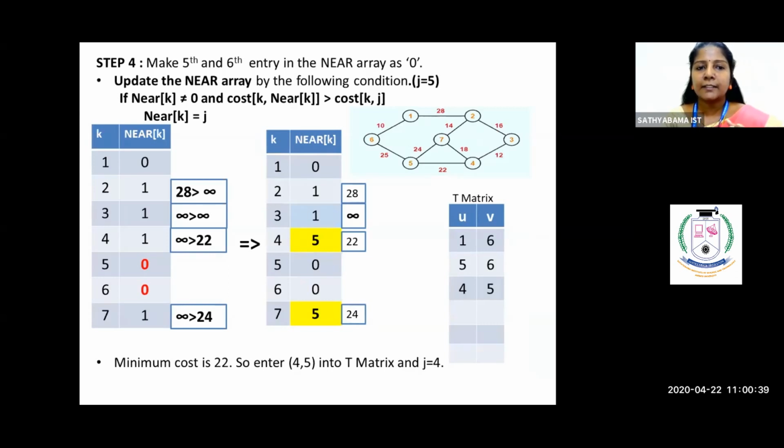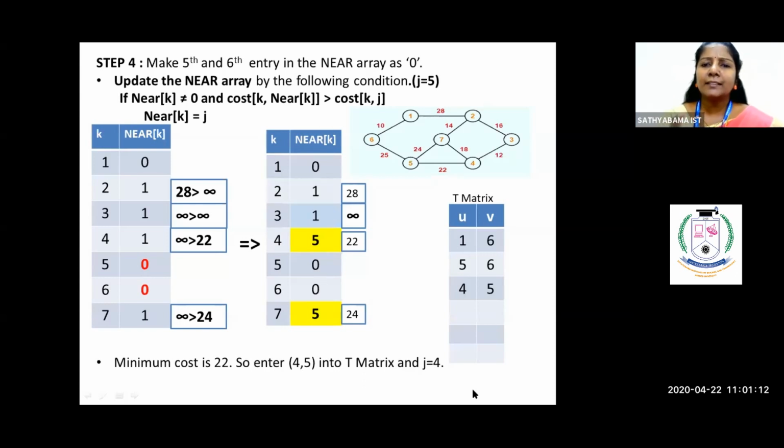The first step is we have to update the near array by 0 for the last inserted edges in the T matrix. The second step is we need to update the near array by using the condition: if near of k not equal to 0 and cost of k comma near of k is greater than cost of k comma j. If the condition is satisfied, we are updating the near of k to the j value.